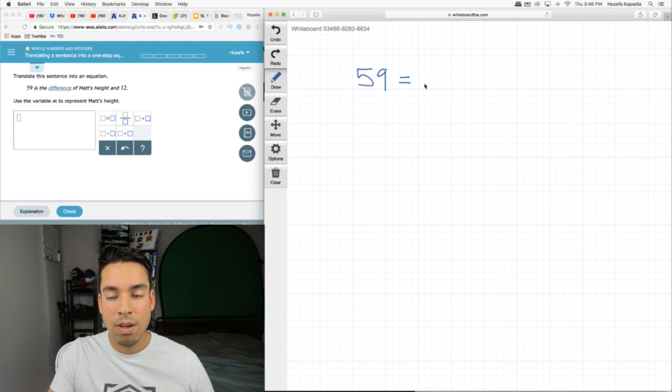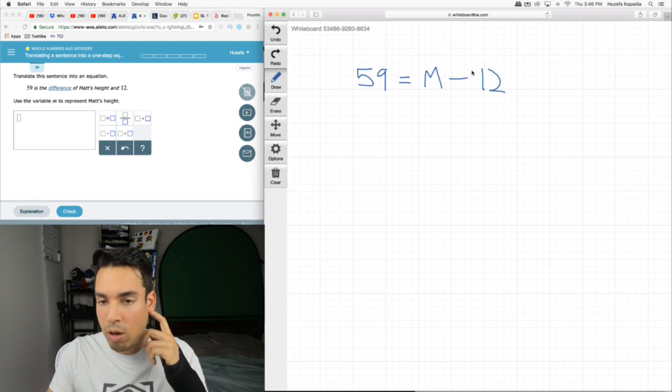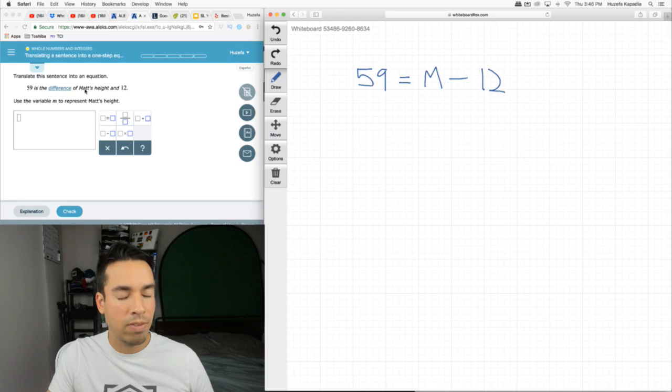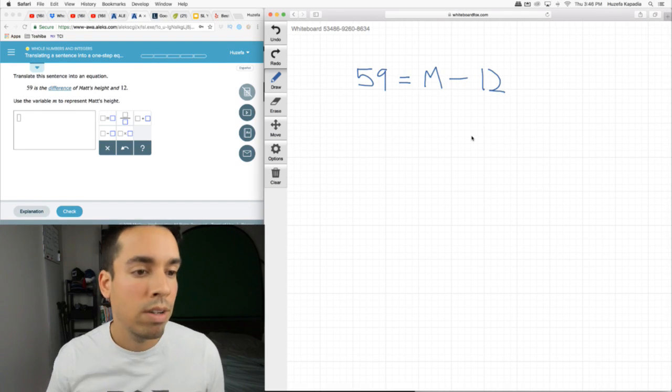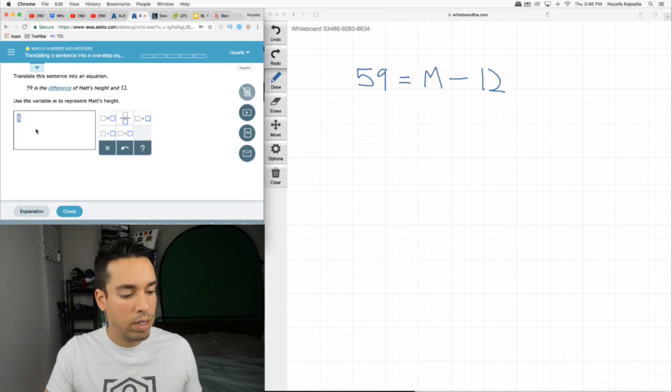The difference of Matt's height and 12, meaning we're subtracting 12 from M. Whatever value is given first, which is in this case Matt's height, we put that value first, and then 12 is second. And that's all we got. So 59 equals M minus 12.